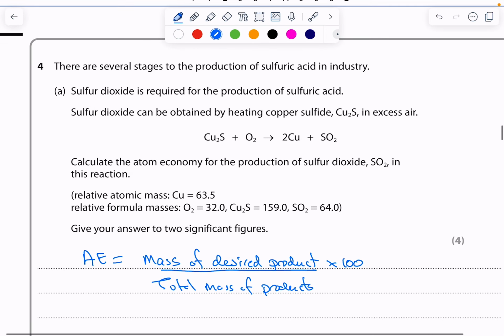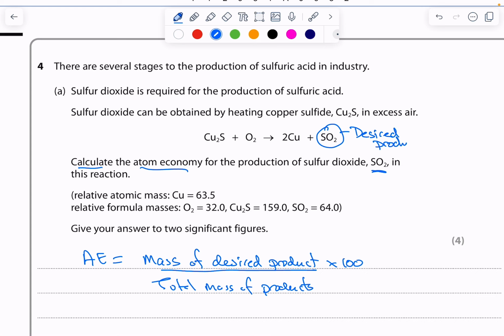Okay, so this is a calculation, and the question is given as an equation, but it wants us to calculate the atom economy for the production of sulfur dioxide. So that means the sulfur dioxide is what we call the desired product. That's what we want to make.